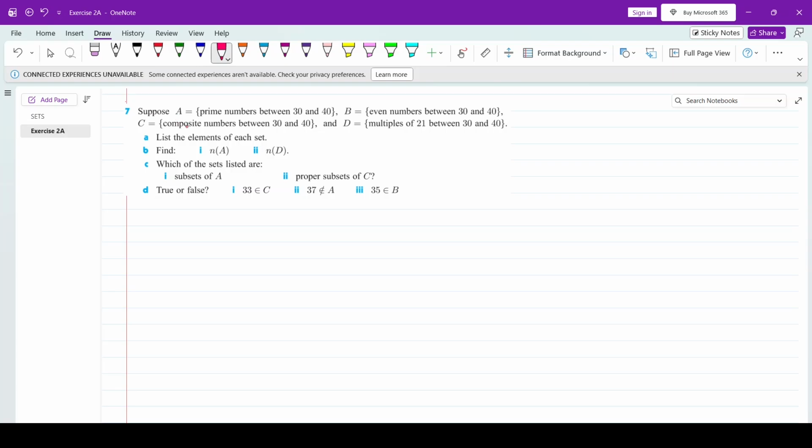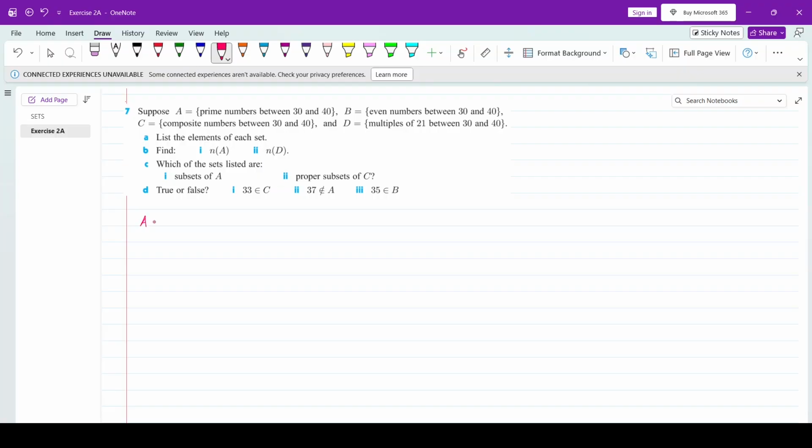Suppose A is equal to prime numbers between 30 and 40. B is equal to even numbers between 30 and 40. C is composite numbers between 30 and 40. And D is multiples of 21 between 30 and 40. So let's first form the sets.